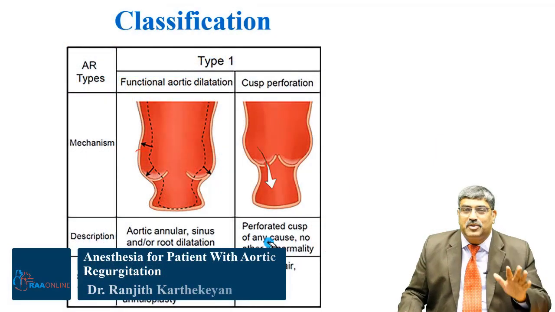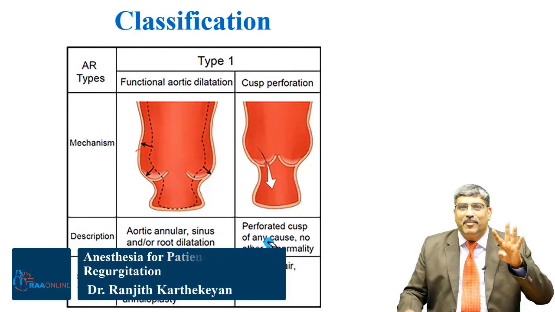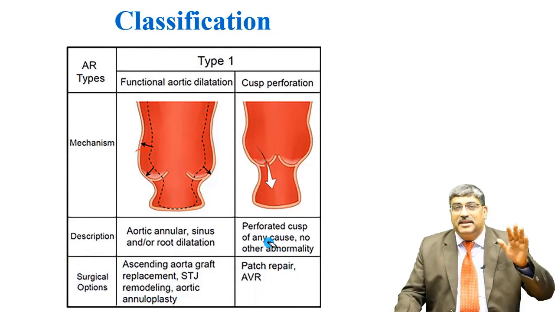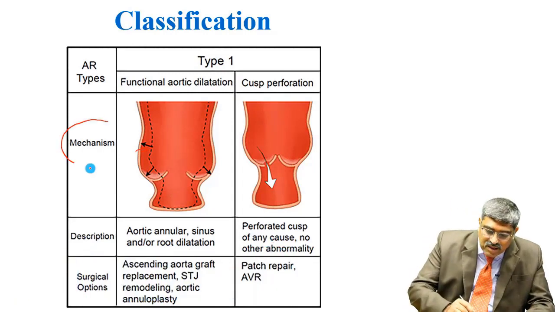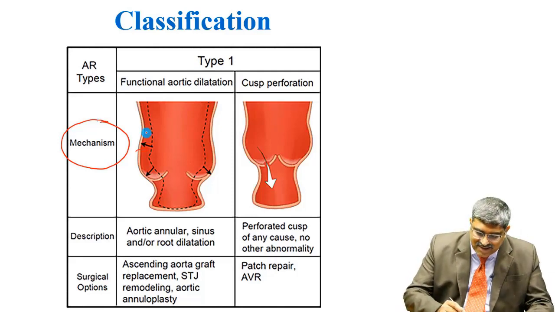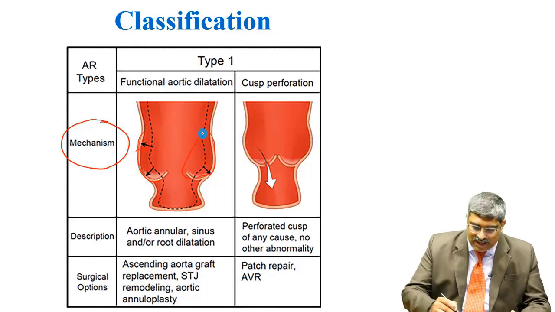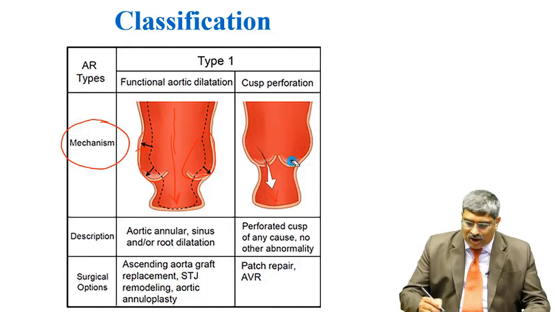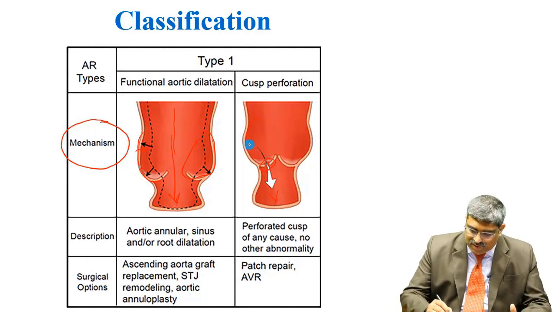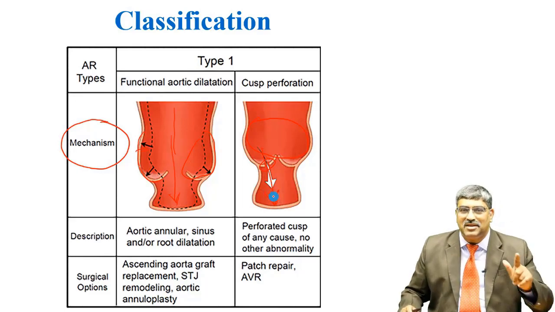Now coming to the types of aortic regurgitation, there are 3 main types of aortic regurgitation and a 4th type is also there, and these types are based on the mechanism of AR, how the AR happens. In type 1, there is a functional dilatation of the aortic root so that blood from the aorta comes back into the left ventricle, or you can have a cusp perforation so that the blood from the aorta comes back into the left ventricle. This is type 1.